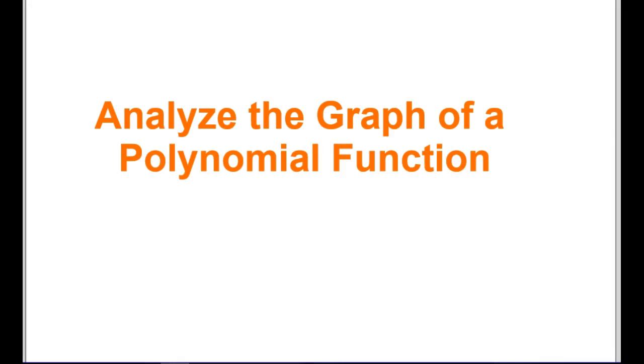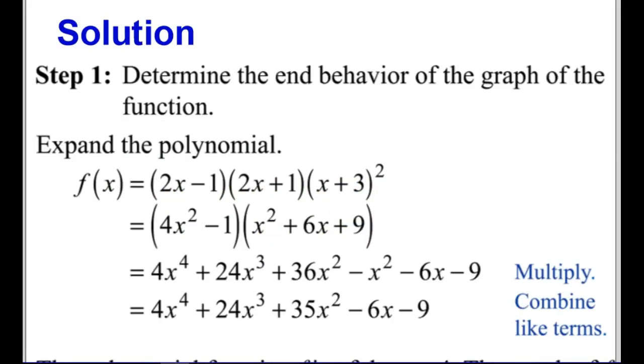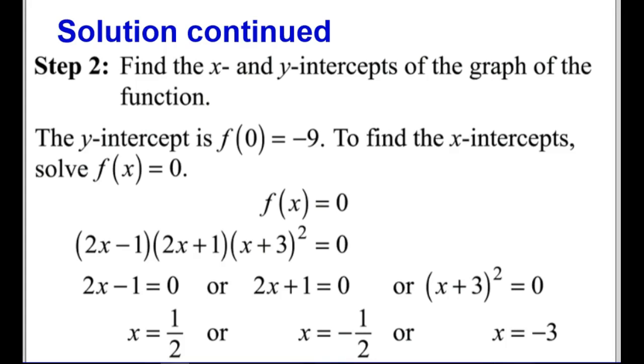So now we're going to be looking at some more graphs and analyzing the graphs of polynomials. I want to analyze the factored form of the polynomial (2x minus 1)(2x plus 1)(x plus 3) squared. Again, I want to look at the end behavior of the graph. So I expand my polynomial, multiply everything out, and combine my like terms. Here's my expanded polynomial. And to look at end behavior, remember we always look at the leading term.